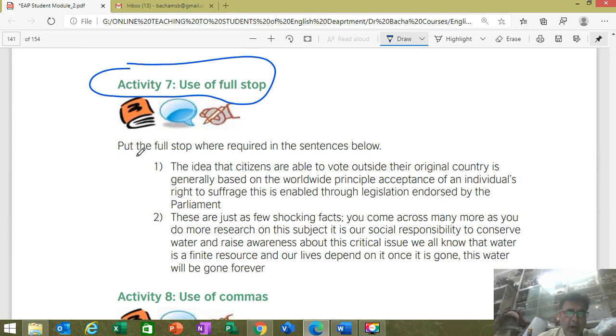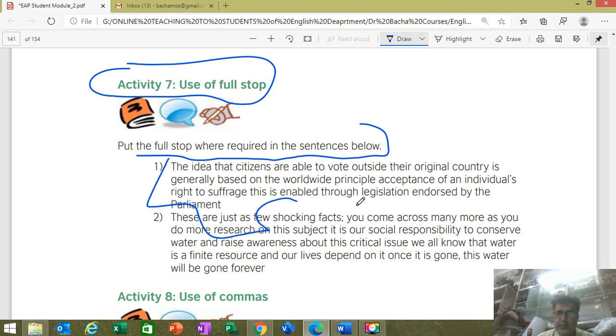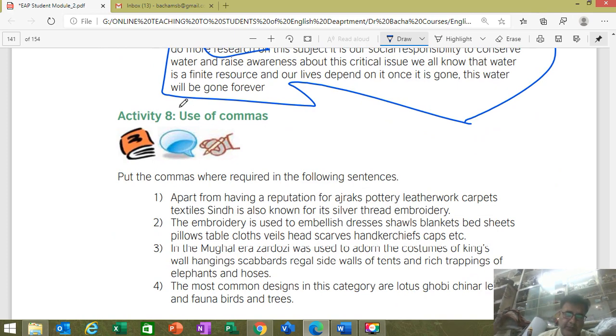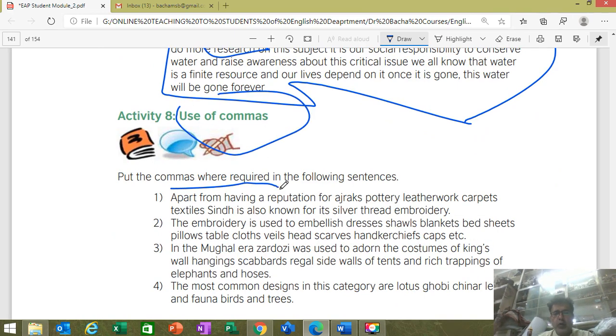Use a full stop. Put the full stop where it belongs in the sentence. A full stop, or period, is used when a sentence is completed. In this paragraph you have to place the full stop, so that you can better understand the use of punctuation. Then the use of commas: put the commas where required in the following sentences. A comma is a short pause, normally put in a sentence when the argument is not completed. So you have to put commas over here.